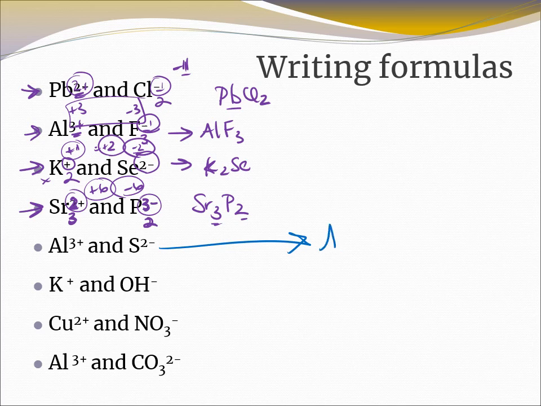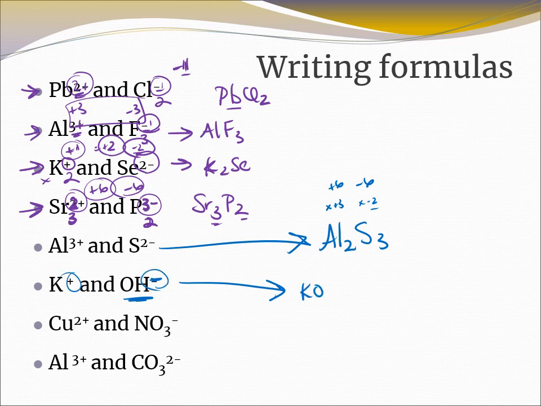Aluminum and sulfur is going to be Al2S3, because aluminum 2 times positive 3 is a positive 6, and then sulfur 3 times negative 2 is a negative 6. Potassium and hydroxide: this is a polyatomic ion, hydroxide, with a -1 charge. +1, -1 already balance each other out. So it's just going to be KOH, potassium hydroxide.